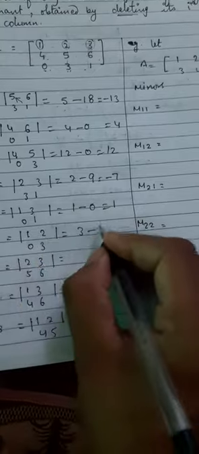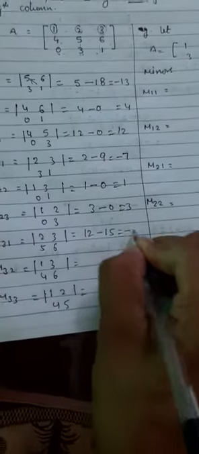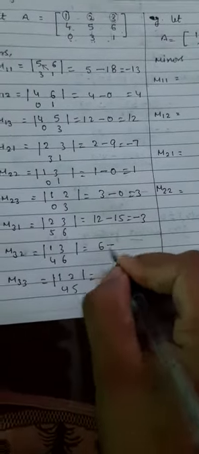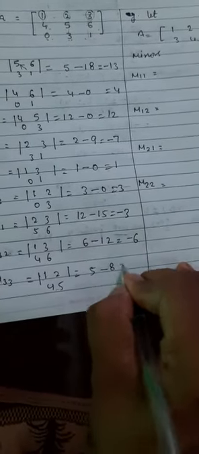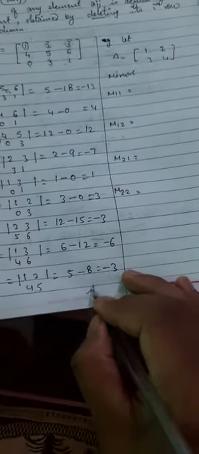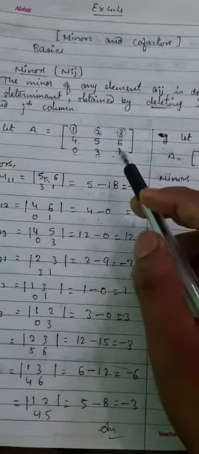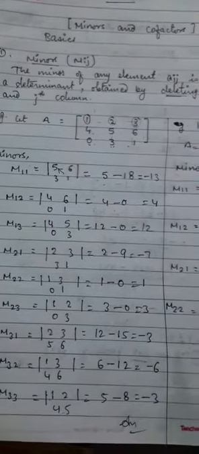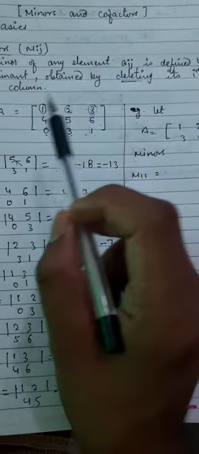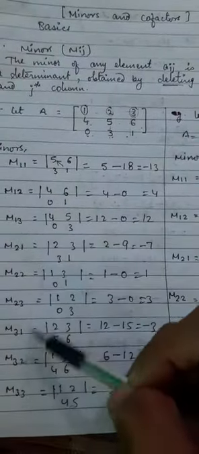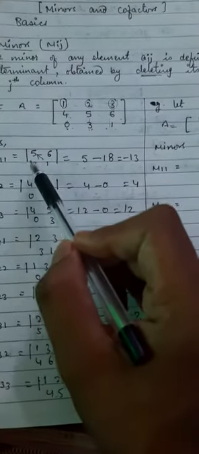3 times 1 is 3, minus 0, so 3. 12 minus 15 is minus 3. 6 minus 4 times 3 is 12, so 6 minus 12. 5 times 1 is 5, minus 8, it will come minus 3. Okay, so these are the minors. You have to write the answers here like this. Completed. So if any 3 by 3 matrix is given anywhere, I have explained how to find the minors. Just keep in mind that we will not use the deleted elements anywhere. Like we have taken the first element 1, we will not write 1 outside.